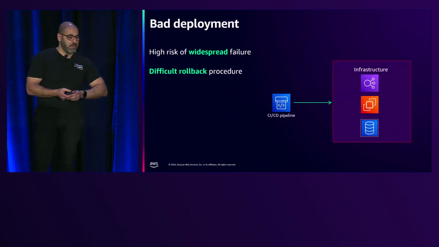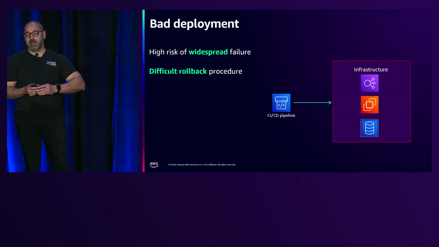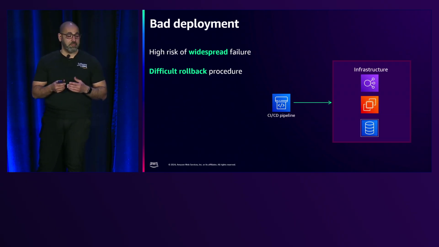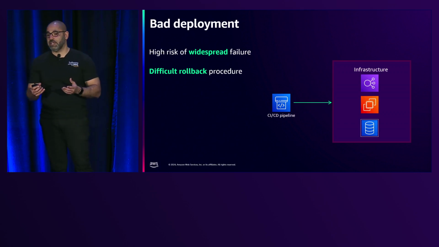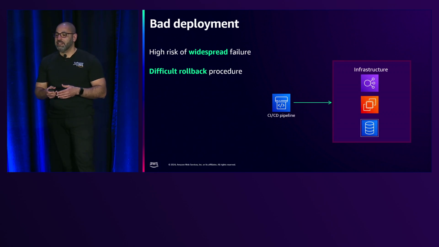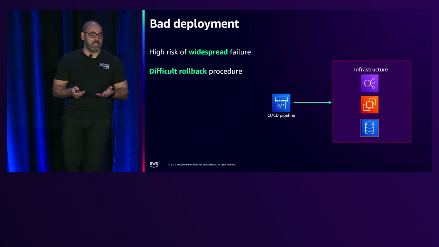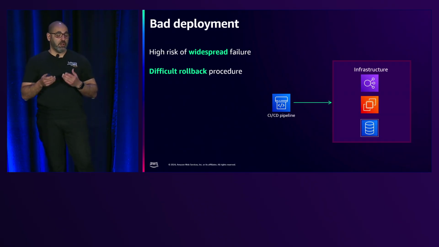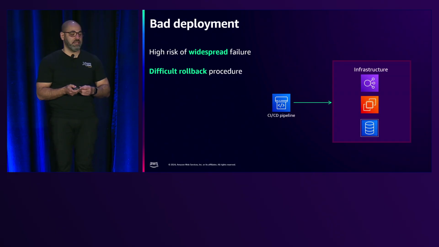Another very common example, and this is probably the most common one, is a bad deployment. So if you're deploying your code to your infrastructure in one go and your boundary is big, this is a big blast radius, and the impact of this could be widespread, and rolling back and coming back from this could be a challenge.